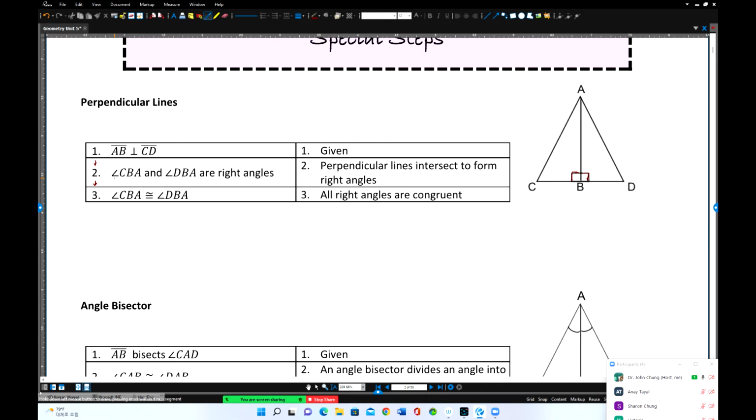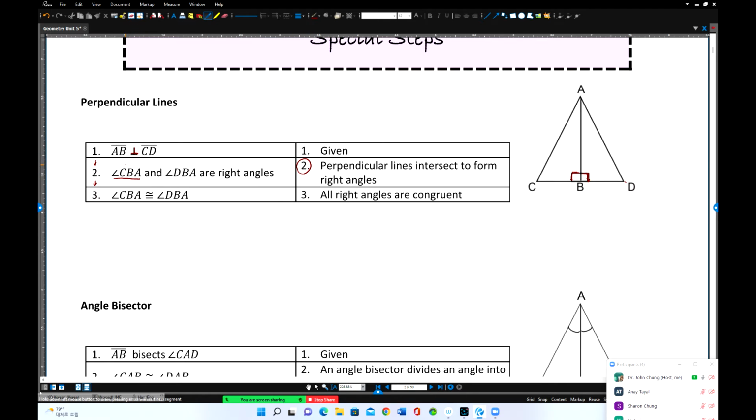First, you have to say angle CBA, this angle, and angle DBA, this angle, are right angles. You have to say it this way. You have to memorize, okay? These two angles are right angles. But you have to memorize the reason too. The reason is right there.